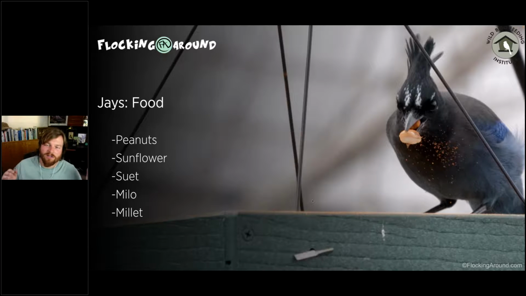They almost all love peanuts quite a bit, but they will use sunflower. They will come into suet if they're especially needing those fats. My Steller's jays and many other jays have a real love for milo as well. One of the first images in this presentation was a Steller's jay with 5 pieces of milo shoved into its bill, and then it just swallowed them all back.